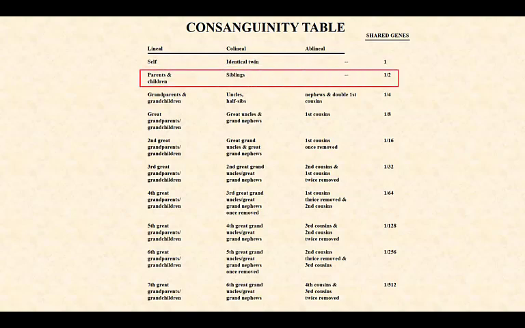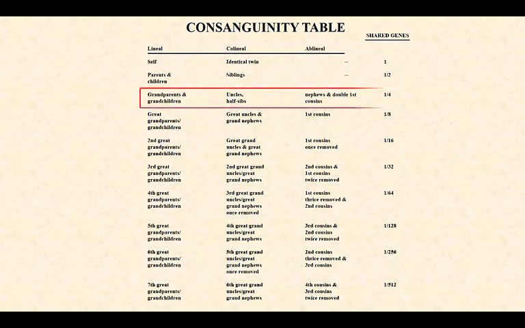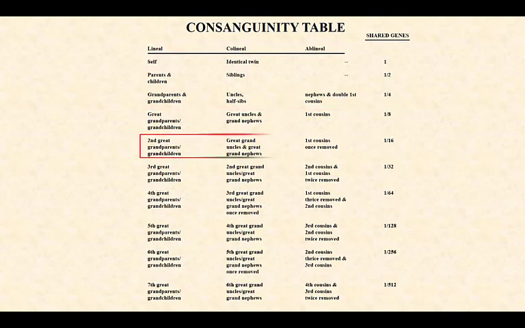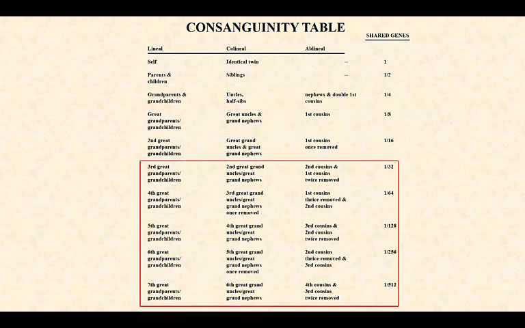Then we have parents and children, who are equally related to ego as siblings, which is 1/2. Then we have grandparents and grandchildren, uncles and half-siblings, nephews and double first cousins at 1/4. Then this row would be 1/8, this one would be 1/16, and so forth. So there's the rest of the table.